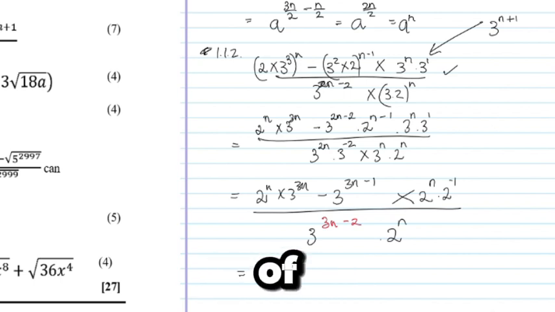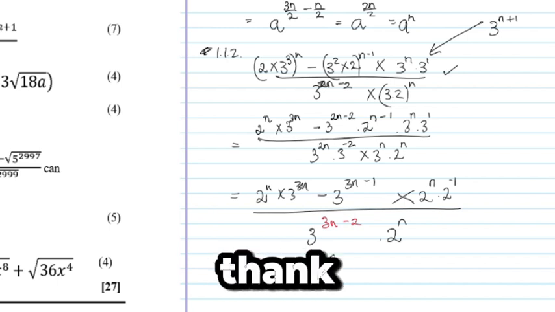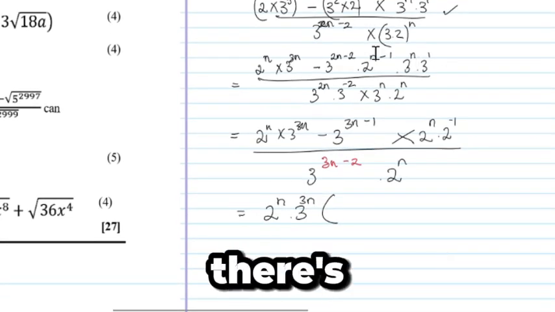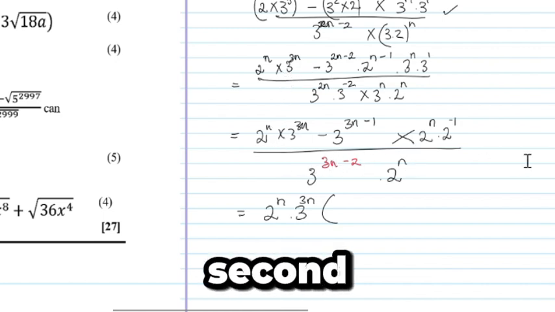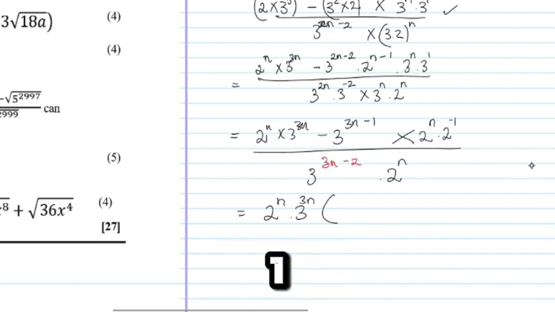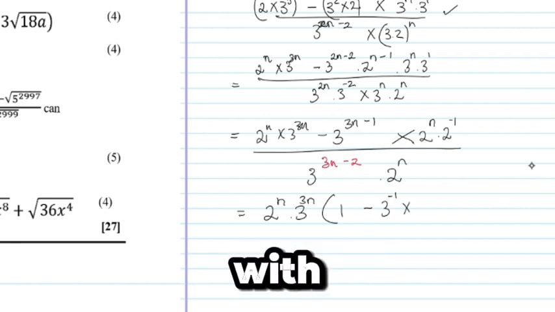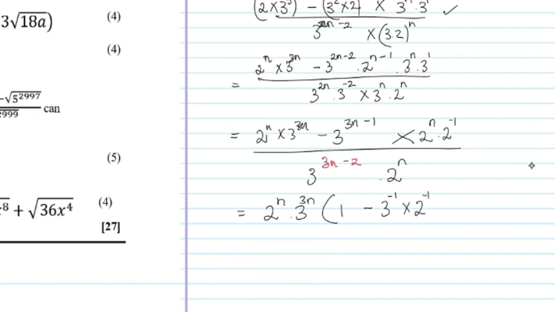2 to the power of n and 3 to the power of n. Thank you. 3 to the power of n like that. Then I'm going to take the first term, and then this is the second term. So it's going to be 1 minus 3 to the power of negative 1 multiplied with 2 to the power of negative 1.